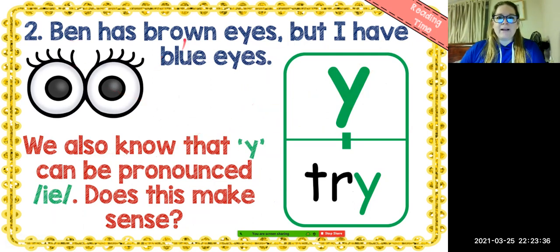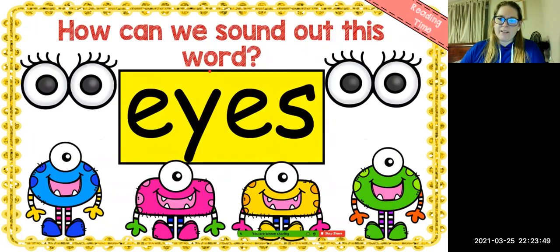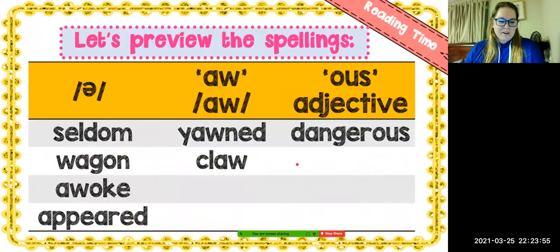Ben has brown eyes, but I have blue eyes. Does that make sense? Yes, it does. So that is the word eyes. The big picture should have given you a clue. It's the word eyes.